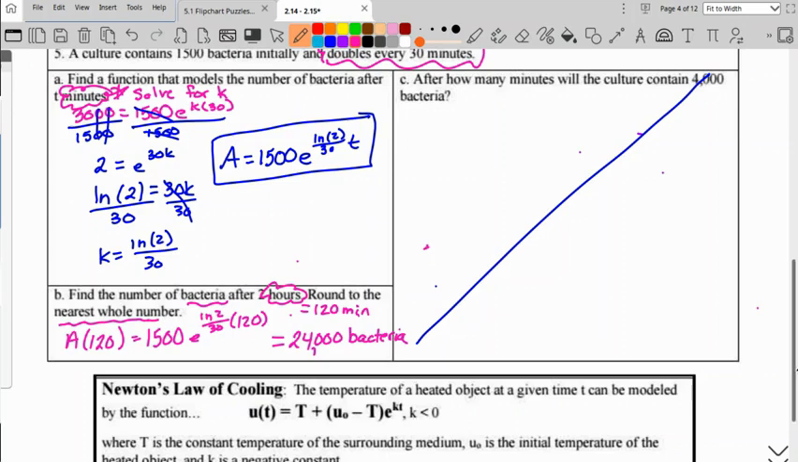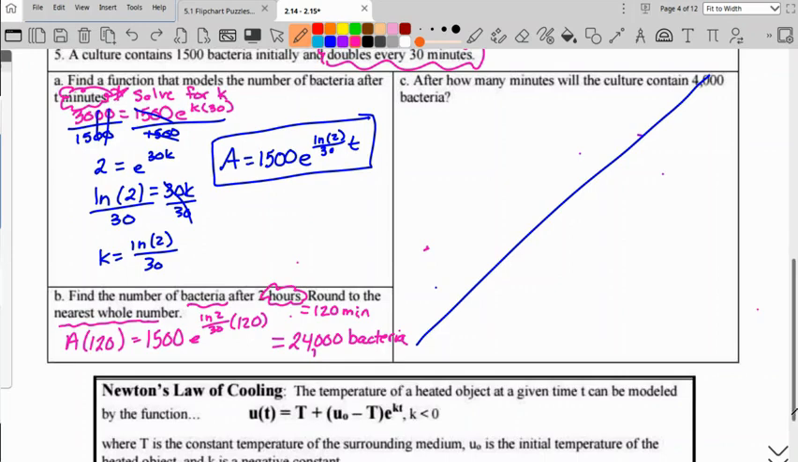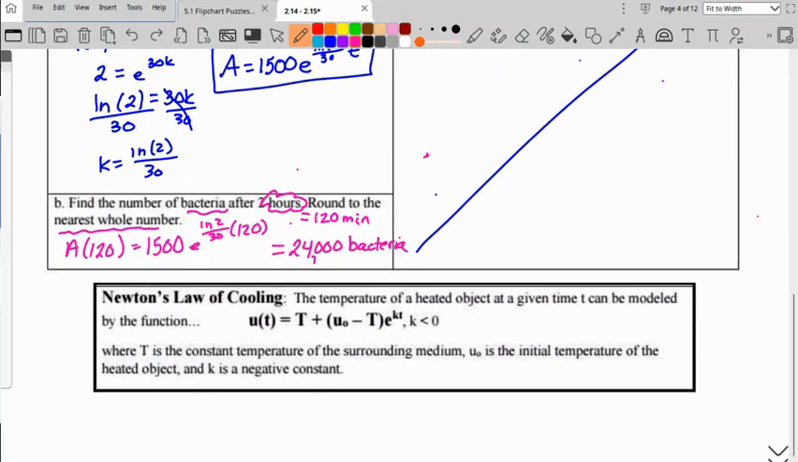It just takes practice. All right, so let's talk Newton's law of cooling real quickly. The formula is here. It says the temperature of a heated object at a given time t can be modeled by the function u of t equals T plus (u sub 0 minus capital T) times e to the kt, where k is less than 0, where T is the constant temperature of the surrounding medium. That's the nice formal word for it. We usually think of this as room temperature, the temperature of the room you're moving it into.